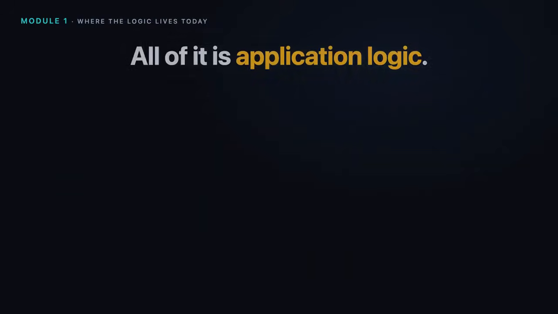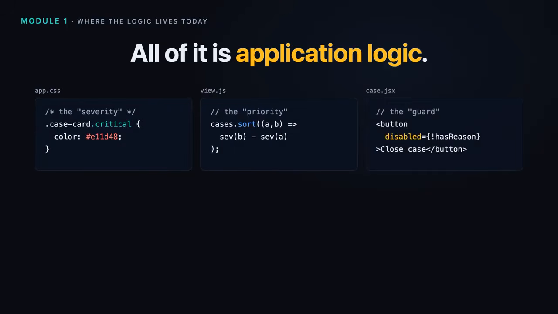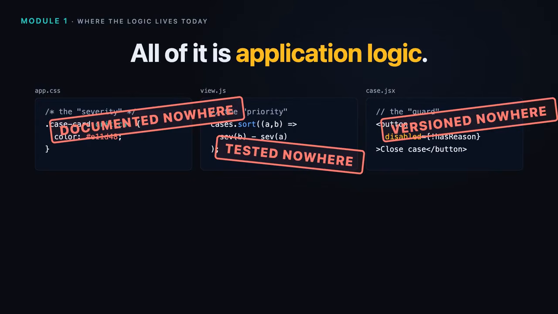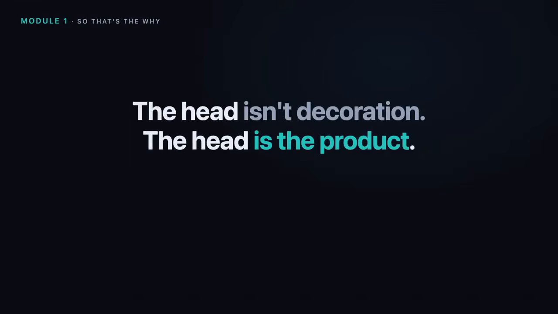Everything in those columns is application logic, decisions your product makes on behalf of a customer. And right now it's expressed in CSS, in a sort order, in a disabled attribute, documented nowhere, tested nowhere, versioned nowhere, available to nobody who isn't a human being looking at that exact page. So that's the why. The head was never decoration on top of your product. The head is the product, and the API was always the parts bin behind it.